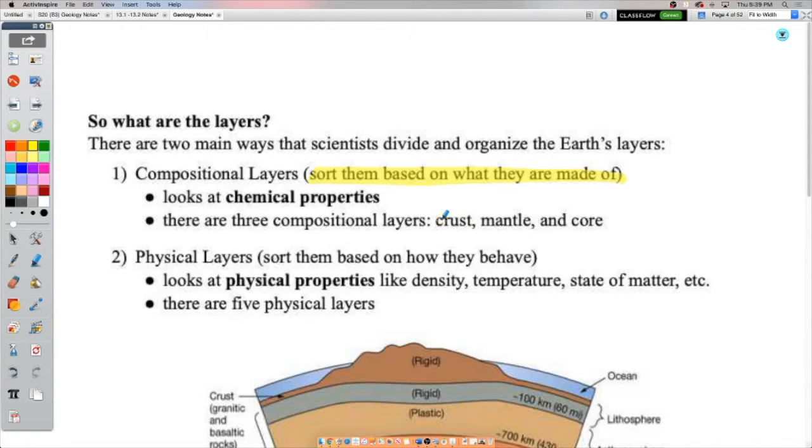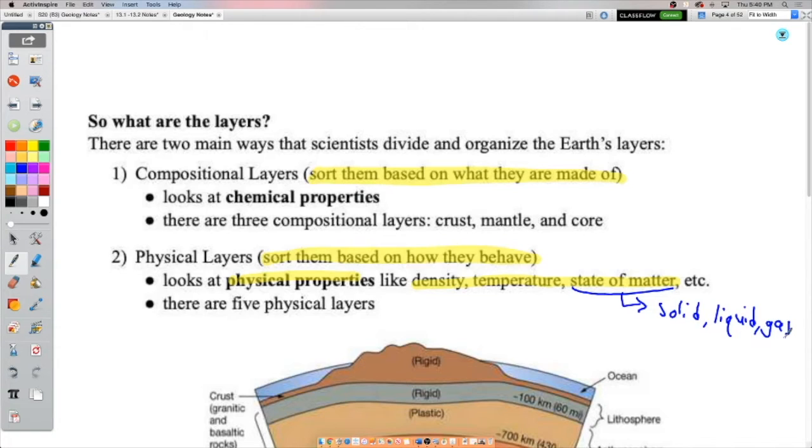So we could sort them based on what they're made out of, or we could sort them based on how they behave. What are their physical properties? That's stuff like density, temperature, state of matter. What does state of matter mean again? Remember, state of matter means, is it solid, liquid, or gas? So that's another way we could sort them, and that's how we are going to look at them in Science 20.